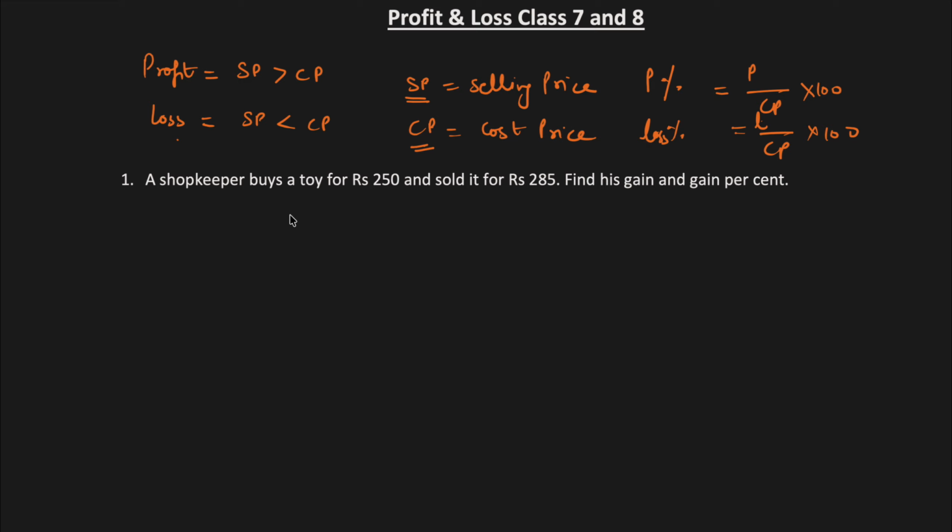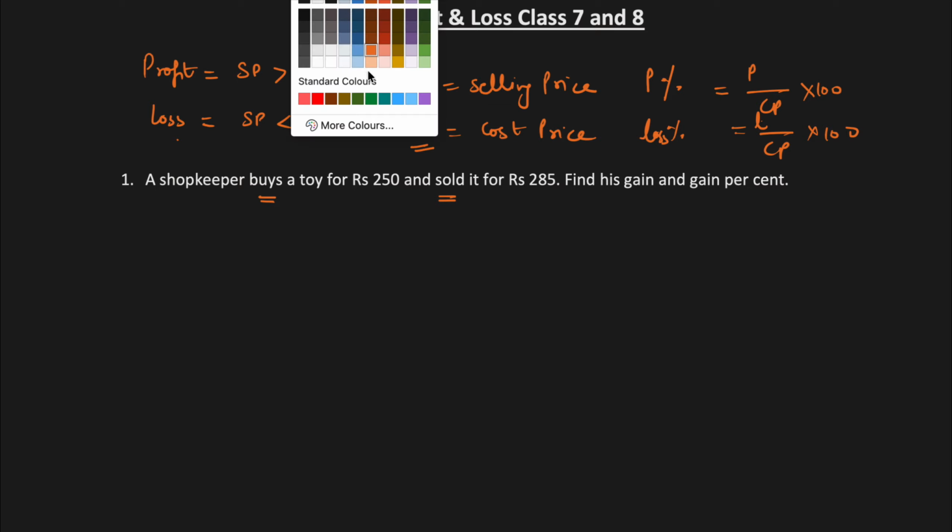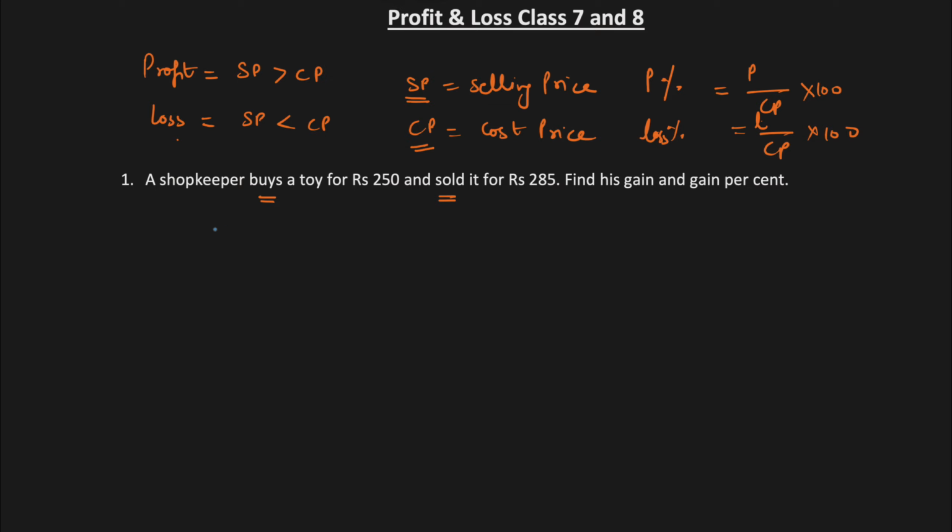Question number 1, a shopkeeper buys a toy for rupees 250 and sold it for rupees 285. Find his gain and gain percent. So here if you see, what is your CP given? He buys, buy means CP is given, this is rupees 250. And then what is the SP given? Selling it, so SP comes from that. Selling, these are the keywords, buy, purchase gives you CP. And selling, sold, you will get SP, right? So 285, you got CP and SP over here.